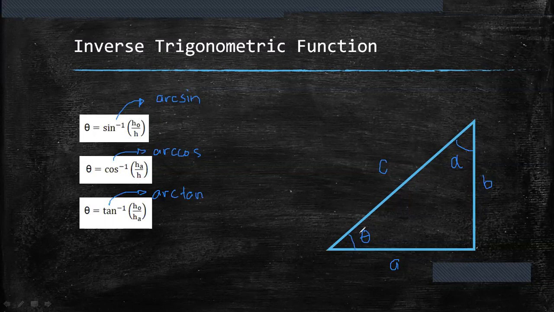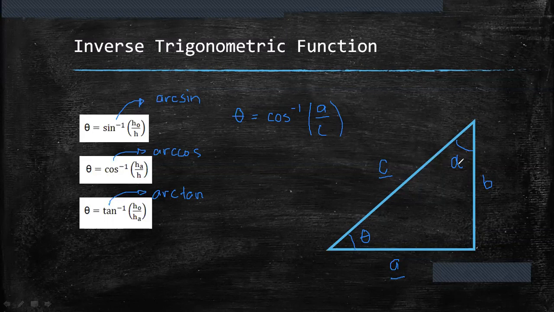Now, let's do this one. Let's suppose we have to get the value of theta, and you are given c and a. So doing that, we know that a is the adjacent side of angle theta and c is the hypotenuse. Doing the inverse trigonometric function, arc cosine, of the ratio of a over c.